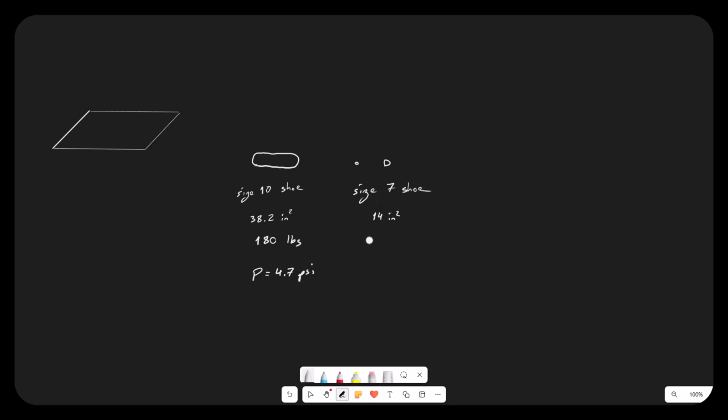So that's that part. Let's say for 4.7 psi, what weight would this person have to match up with that 14 square inches? So I'm going to say 4.7 psi equals their weight divided by their area. So their weight works out to be 66 pounds.